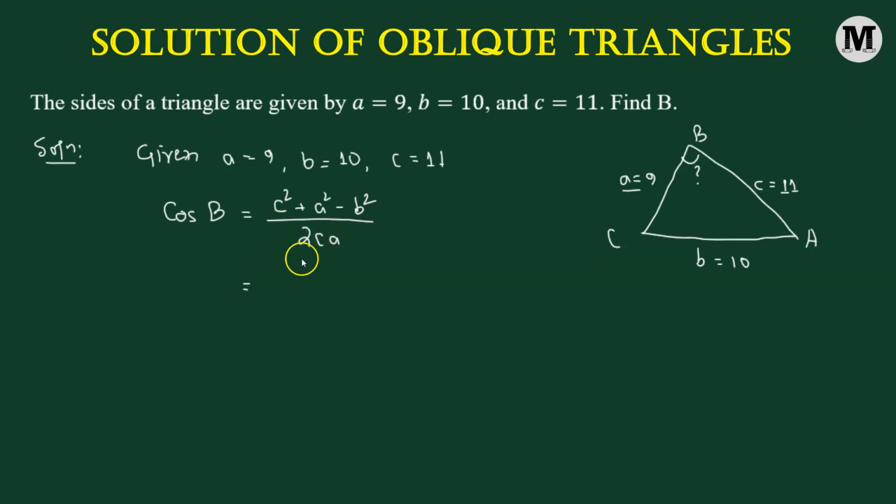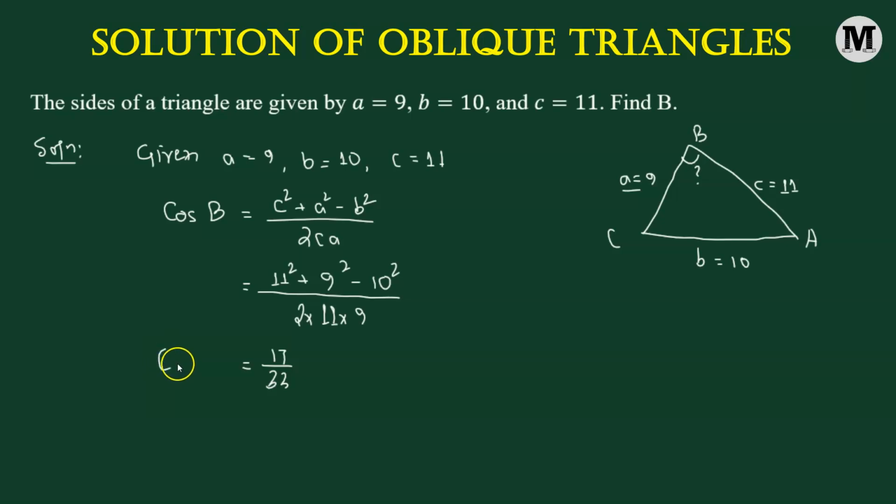Let's substitute the values. So C will be 11. We have 11 squared, added to A squared, so that's 9 squared, minus B squared, so that's 10 squared, whole divided by 2 times C, so C is 11, times A, so A here is 9. So when we simplify this, we are going to get 17 over 33.